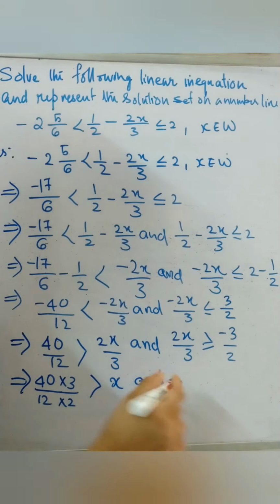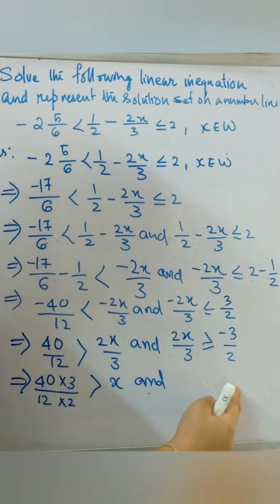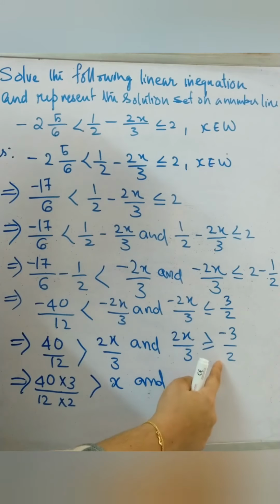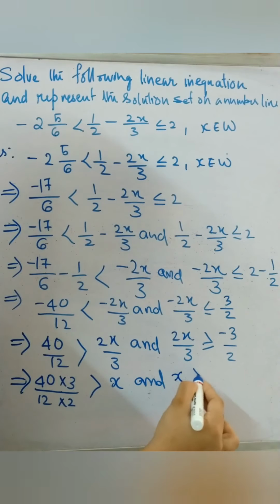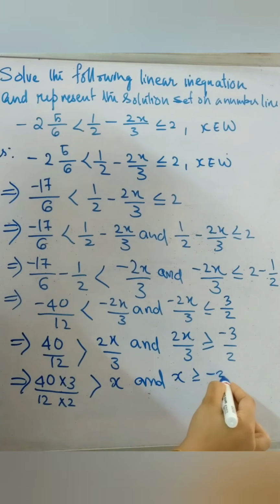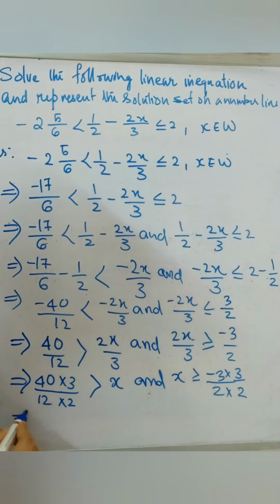And here also we have to take this 2 by 3 to the other side. Here 2 by 3 is multiplied with x. So when we take 2 by 3 to the other side, it will become negative 3 by 2 divided by 2 by 3. That is, we have to multiply negative 3 by 2 by the reciprocal of 2 by 3. That is 3 by 2. Then we will get x greater than or equal to negative 3 by 2 into 3 by 2. Now we will just cancel the common factors from here.